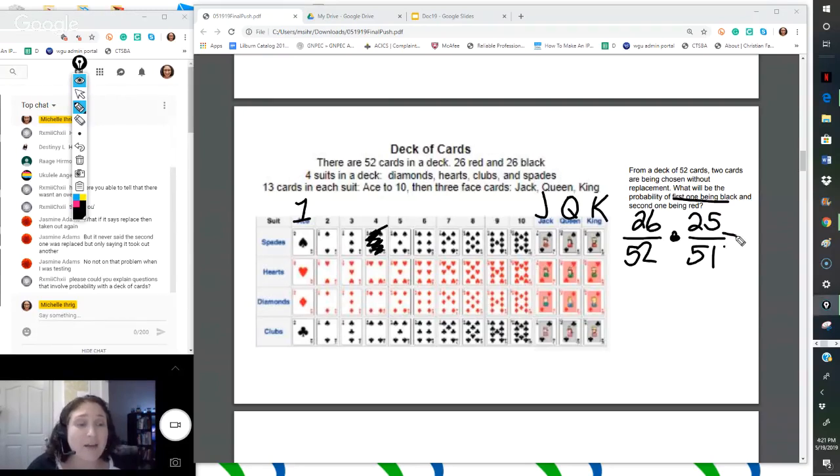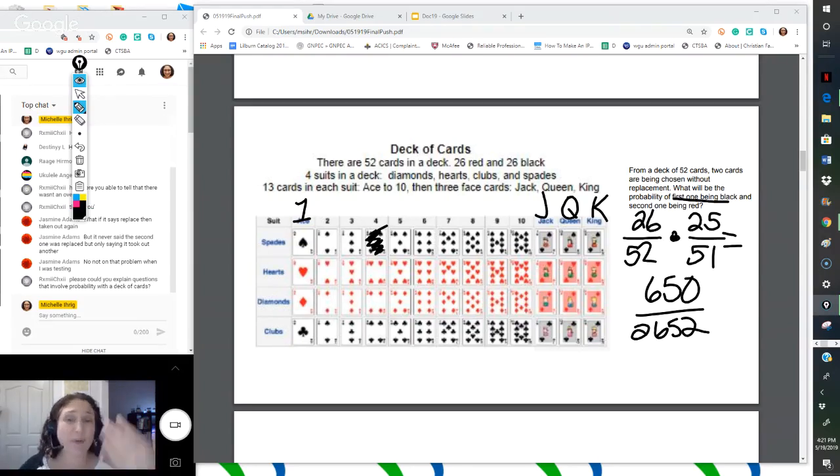Now that we have that, we can just multiply across. And you would do 26 times 25 and 52 times 51. Hey, Google, what's 26 times 25? Hey, Google, what's 52 times 51? The answer is 2,652. There you go. There's your probabilities. So that's what it is.